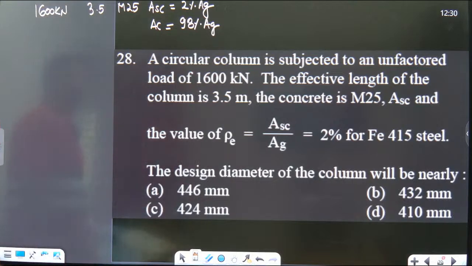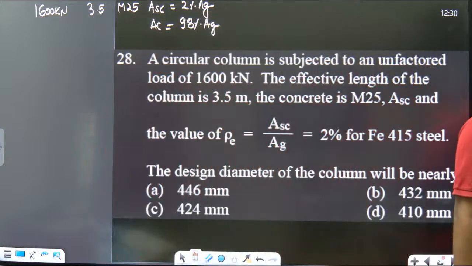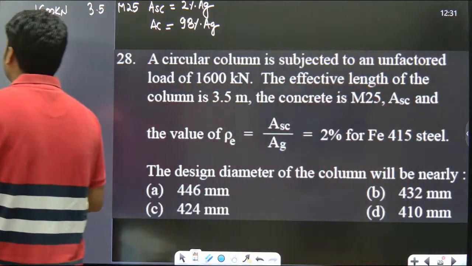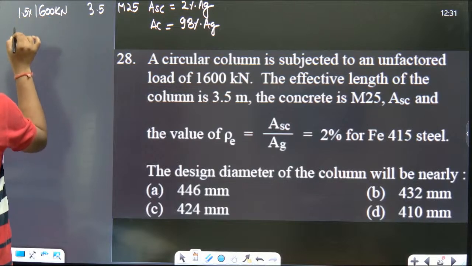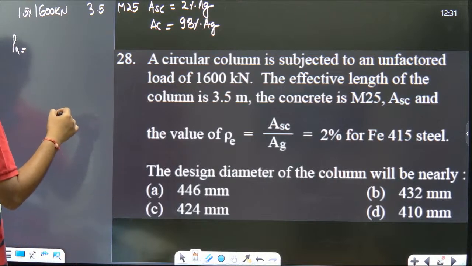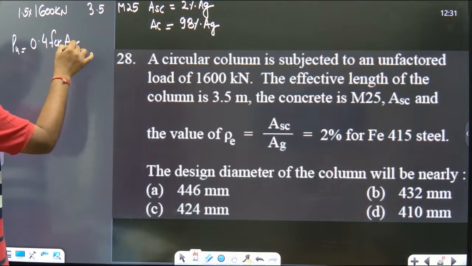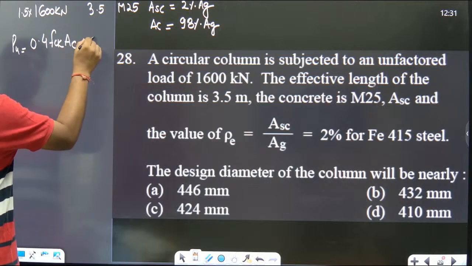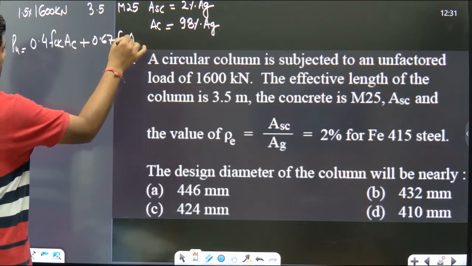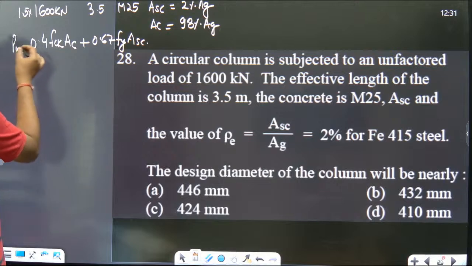Okay, the design diameter of the column will be, so load is given. We know the formula. Unfactored load is given as 1600 kilonewton. So what is the factored load? Factored load is 1.5 into 1600. Okay, so what is the formula? PU, the load carrying capacity of column, is 0.4 FCK into area of concrete plus 0.67 Fy into area of steel in compression. Yes or no?